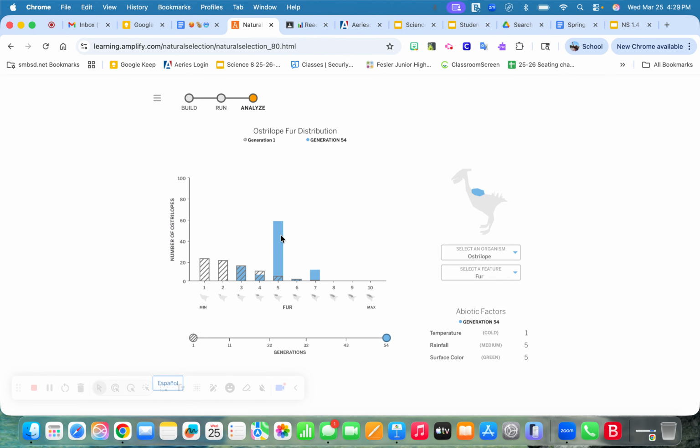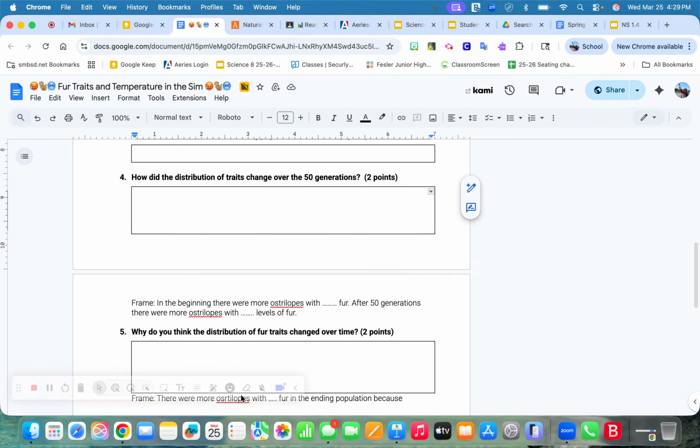Notice on mine, there's way more with this than there was in the beginning. Same with this level. This one's going down a little bit. This one's about the same. This one's about the same as it was. But these two, where the blue bar is more than the original, have grown. Those two have gotten bigger. So there's more with what kind of fur, less with what kind of fur.